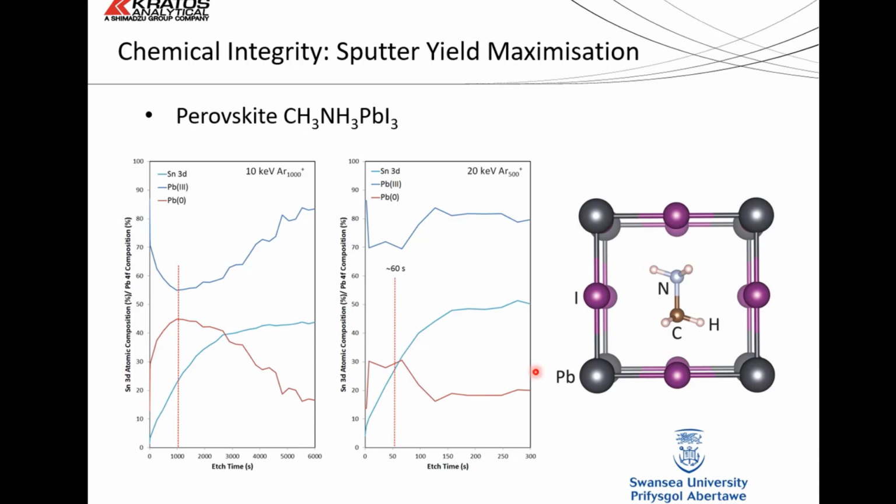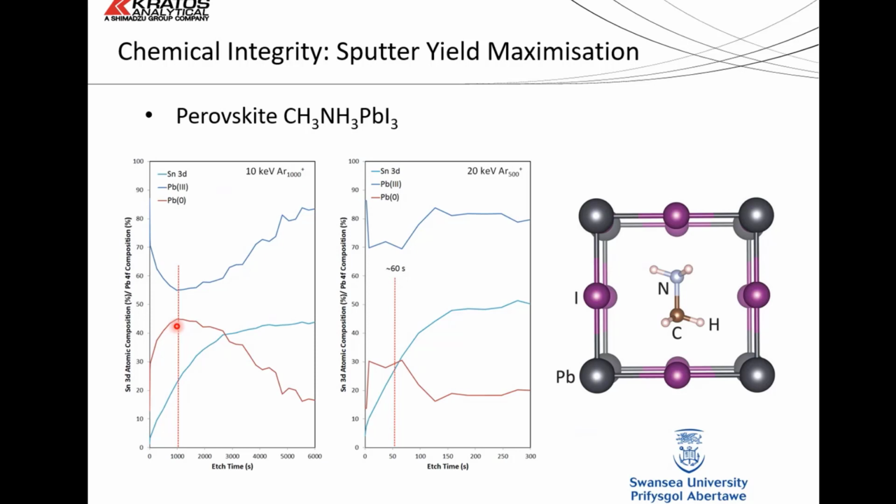The key point to mark out here is this lead 0 intensity. What we suspected was that when you bombard this material with ions, you reduce the lead components quite quickly, so you end up with an awful lot of metallic lead. This is our 10 kV argon 1000, and you can see our lead 0 component goes from about 30% to about 45%, going from 0 to say 1,000 seconds. So the question is, is that real or not?